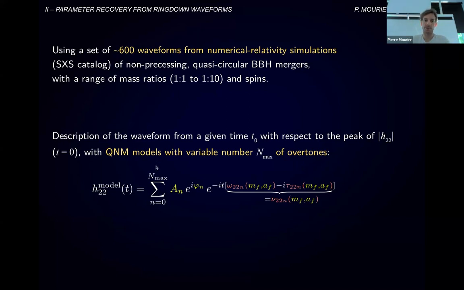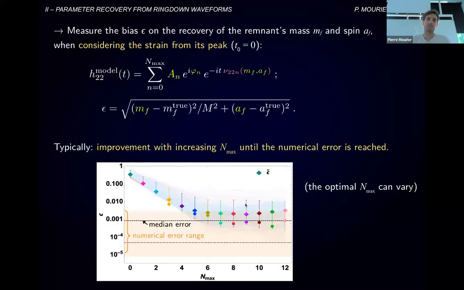And we described each of these waveforms from a given time in terms, again, of a sum of quasi-normal modes with a variable number of overtones. In this case, the frequency and damping times were still computed from the GR value, but they were computed from a mass and spin value that were left free and to be recovered. And then we measured the bias on these recovered values of the remnant mass and spin compared to the true value from the simulation, by considering the strain from the peak of the 2-2 mode.